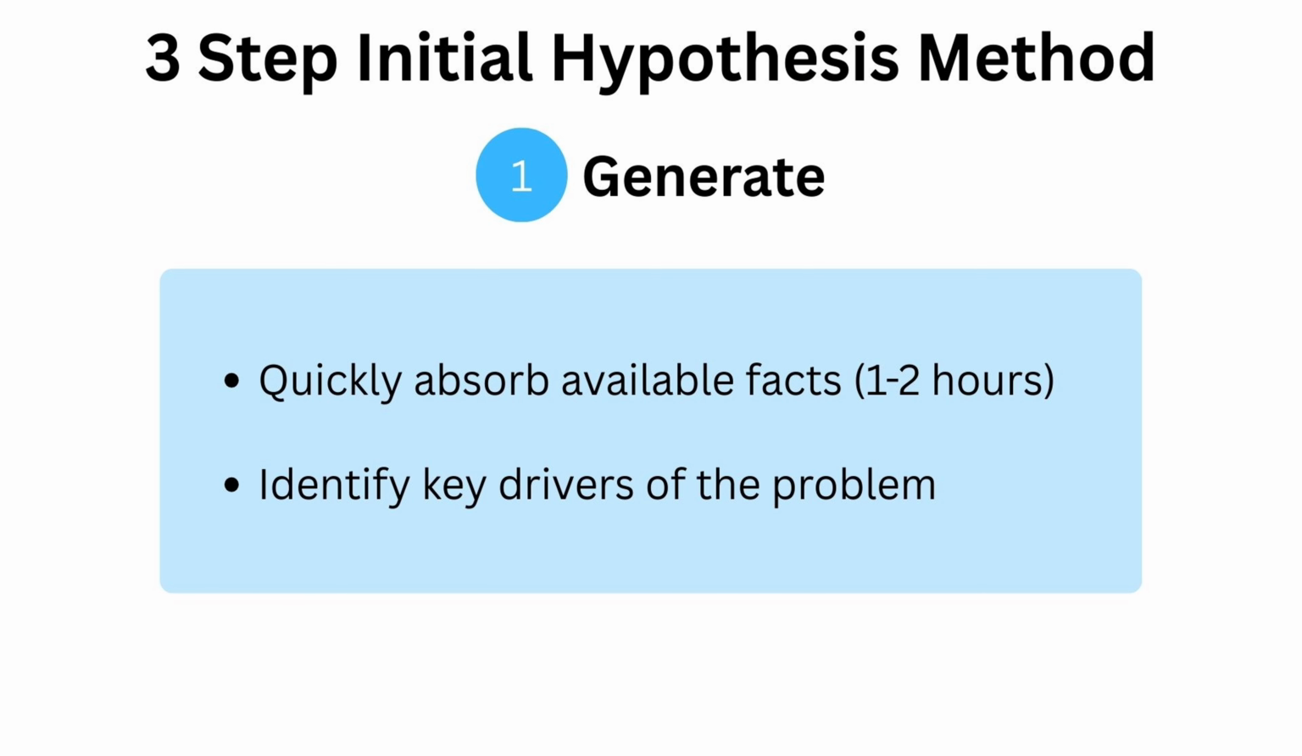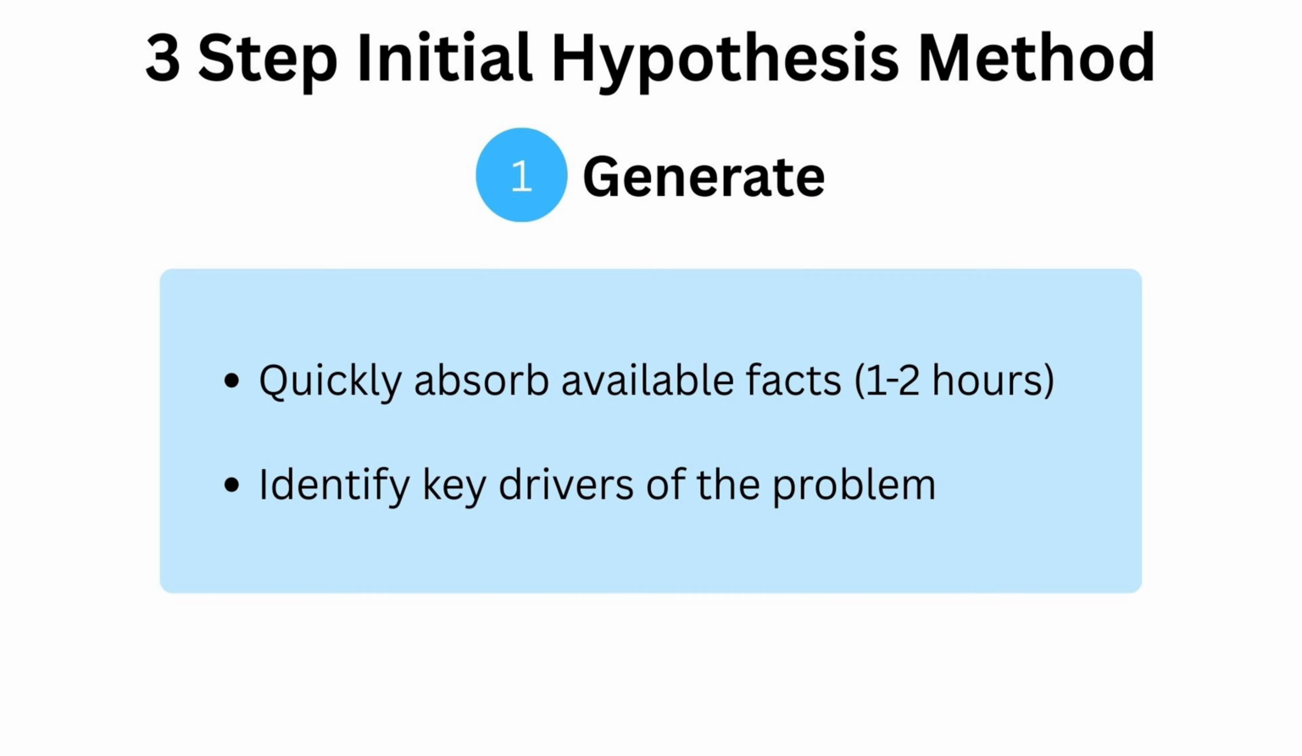The key is balance. You need enough information to form an intelligent hypothesis, but not so much that you get lost in the details. Now identify the key drivers of your problem. For a sales decline, drivers might include your pricing strategy, sales process, competitive landscape, and product quality. Remember, your initial hypothesis isn't about being 100% right. It's just about creating a structured roadmap that you can then test and refine over time.